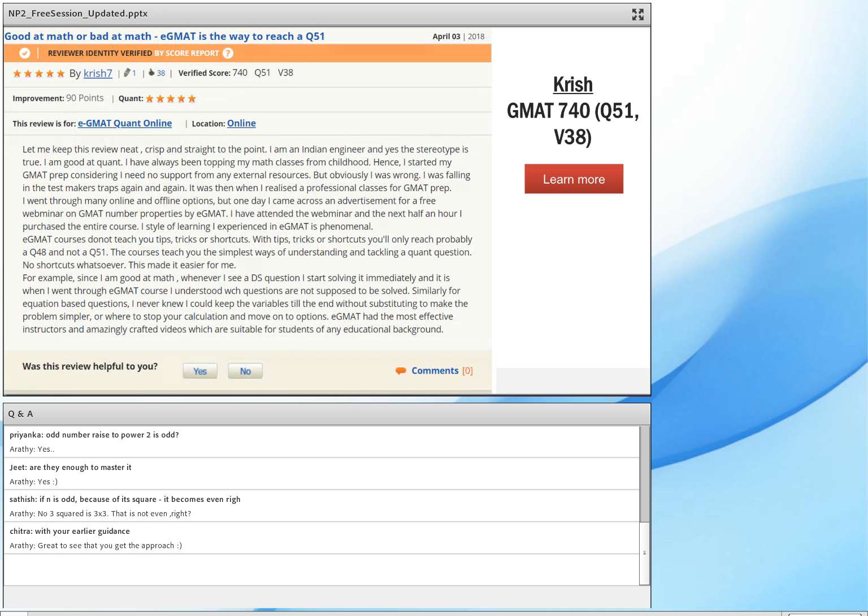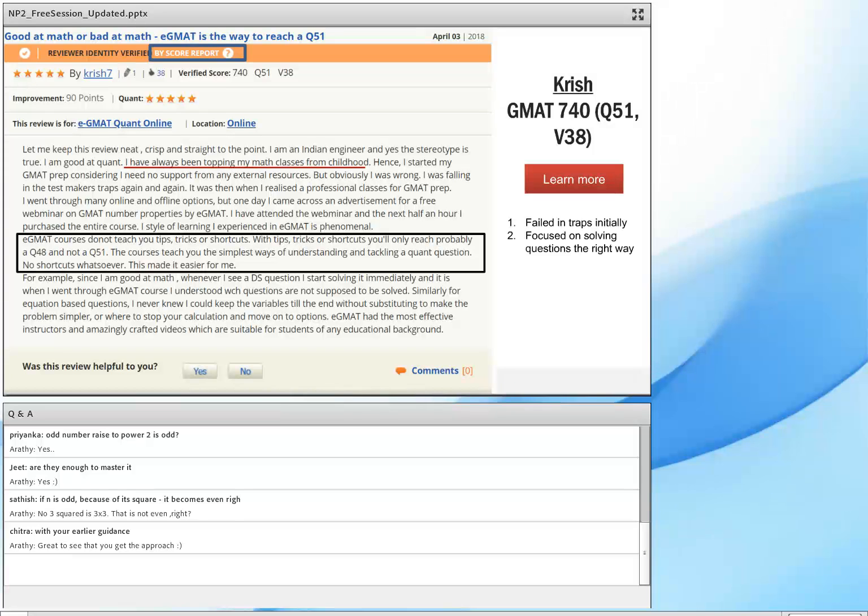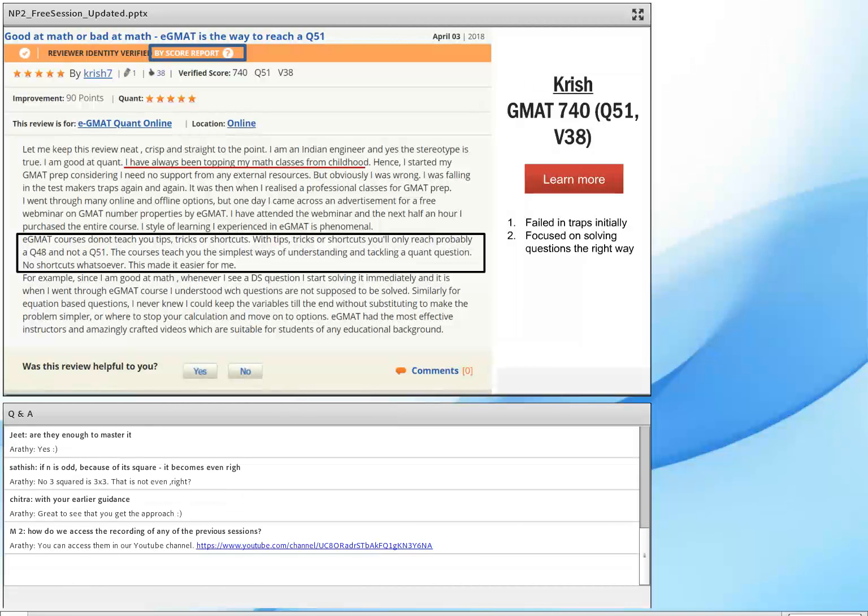So Krish, for example, was someone who was really good at quant, but he was unable to go beyond a Q48. Why? Because he was just blindly solving questions. He wasn't tagging why he was making mistakes. He was doing the math rather than focusing on the logic aspect of it. All right, and which is where he was stuck at a Q48, despite being someone who's really good at quant when it comes to how he did in his school.